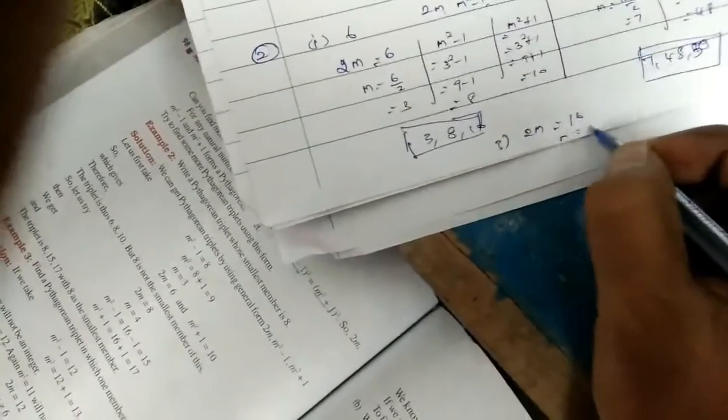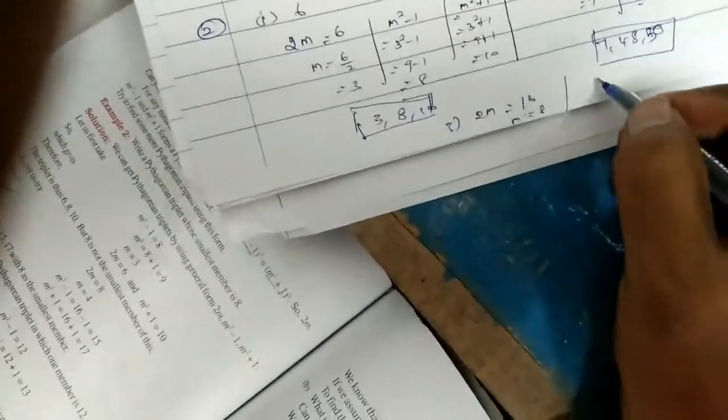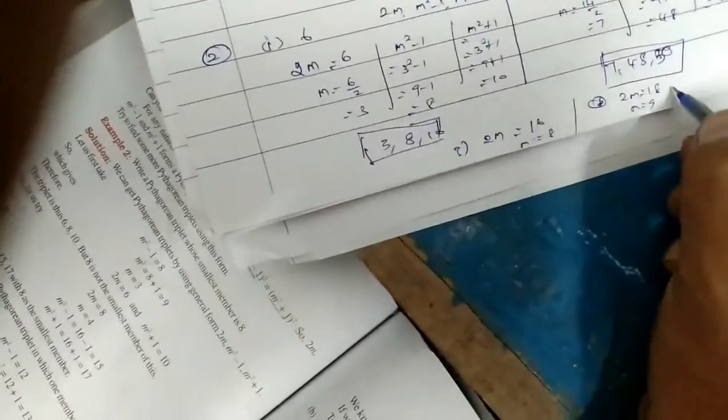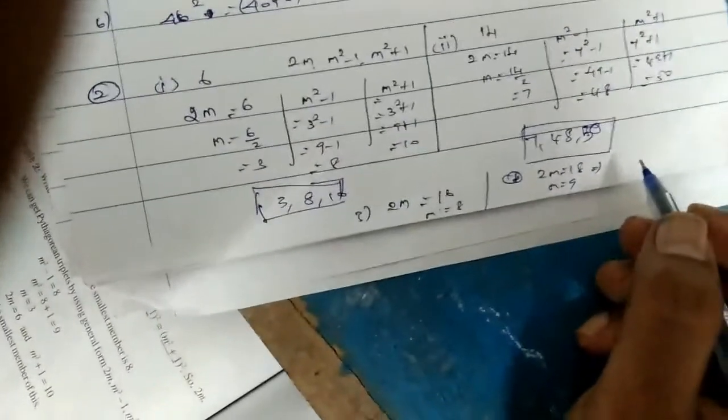Like that, you can do the remaining two problems. Consider the third problem: 2m equals 16. Find the m value: m equals 8. Using this, find the other two numbers. Next, the fourth problem: 2m equals 18, m equals 9. Just find m squared minus 1 and m squared plus 1 and give the answer. Thank you.